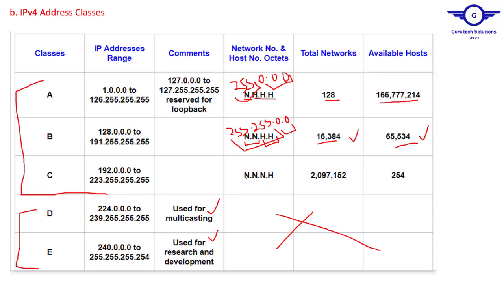Finally, for a class C address, we have 3 network portions. The first 3 octets, or the sections, are for network, but the last octet is for hosts. So the subnet mask should be 255.255.255.0. Sorry, it's hard to write here. So the first 3 octets are for network, and the last octet is for host. And we can see in a class C address we can derive this number of networks and this total number of hosts.